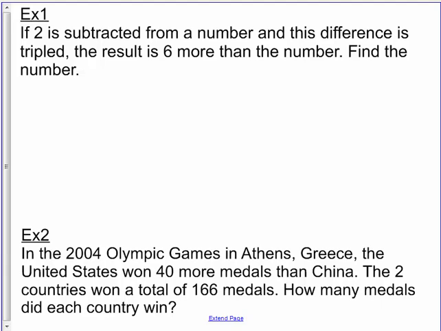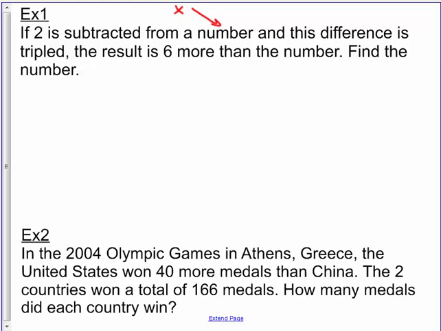Taking a look at example 1, it says, if 2 is subtracted from a number and this difference is tripled, the result is 6 more than the number, find the number. So first of all, what are we looking for? We read the problem. We're looking for a number. So we want to assign a variable to that number. We're going to use x.